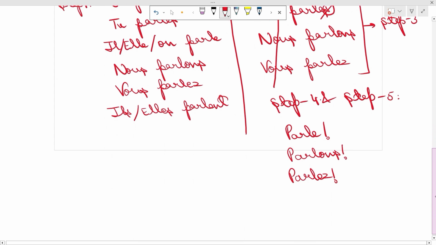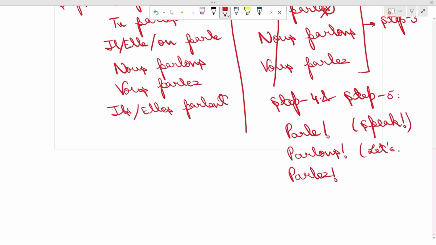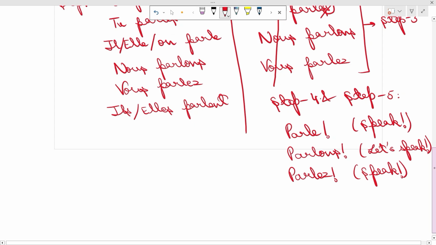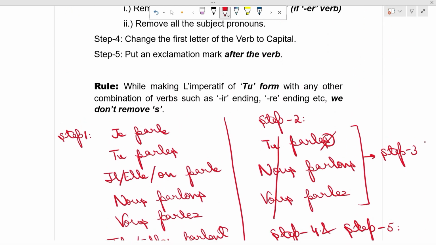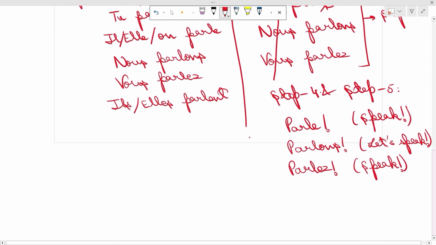So this is the final form of l'impératif affirmatif. This means speak, let's speak, or let us speak, and speak. Remember, if the verb is er ending, we will simply remove s from the tu form and we get the l'impératif affirmatif forms in this manner.